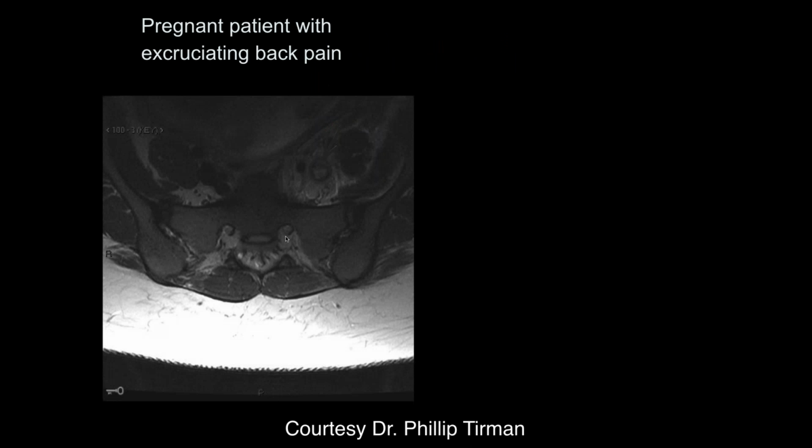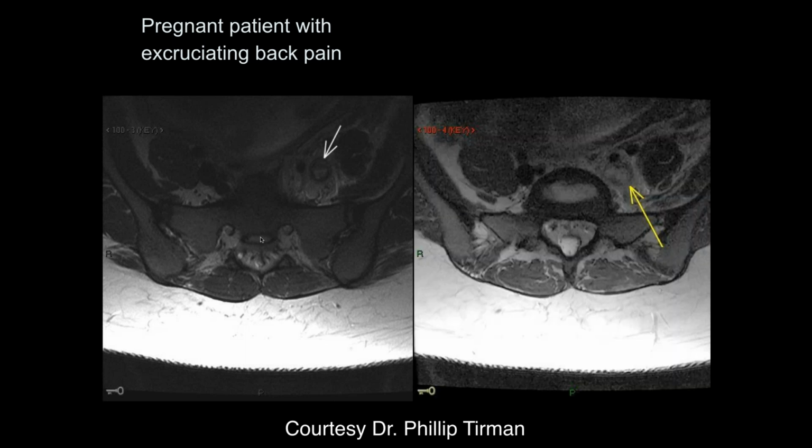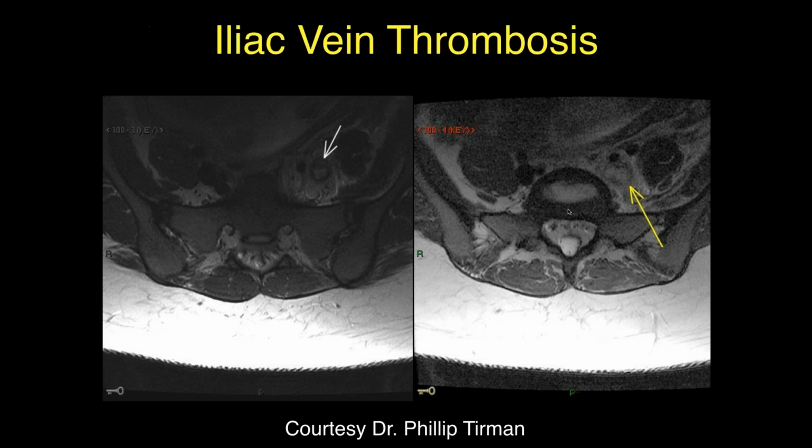Okay, who's next? Thomas. Oh, Thomas, what do you think of this case? Patient with excruciating back pain. There's a little bit of sclerosis at the SI joints, and yeah, there's something in the pelvis, tubular, it's on the left side. That's retroperitoneal. Yeah, this was iliac vein thrombosis, which caused the back pain in this person.